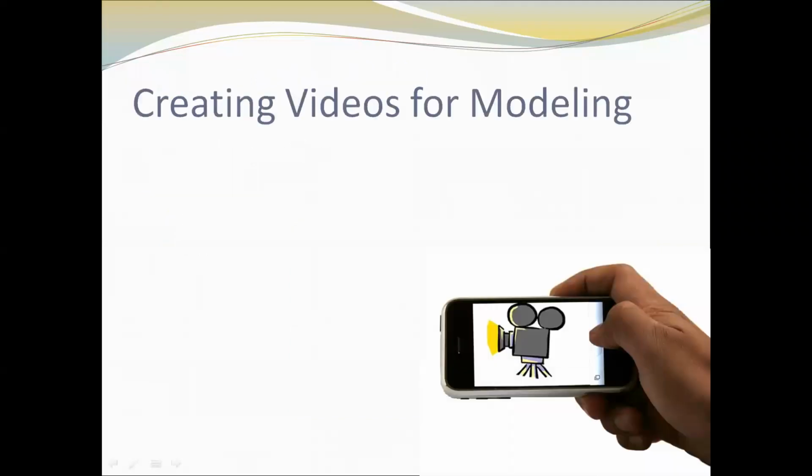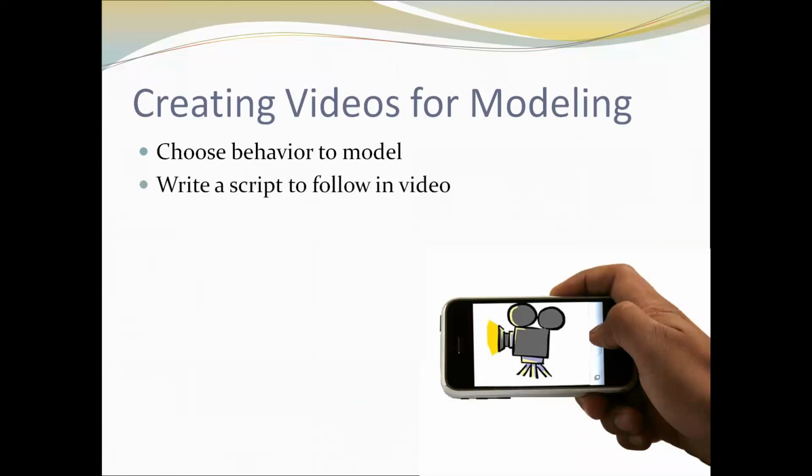So how do you create videos for modeling? One, you want to choose a behavior to model. Then you want to write a script to follow in the video, and then you want to videotape actors using the script. You gather a video camera and videotape the actors using the script. Basically, if you have your iPhone or your smartphone, you're ready, and get your actors together so that you can go through each step.